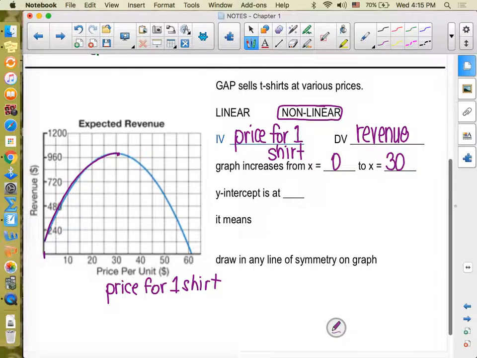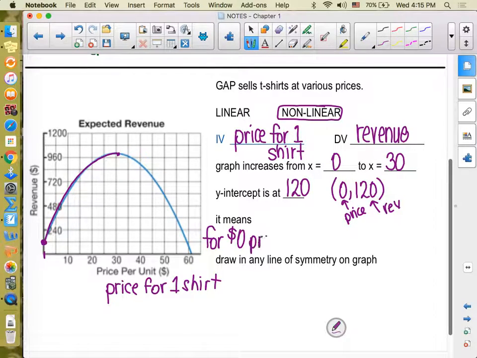The graph is increasing. The y-intercept for this graph is where it crosses the y-axis, which is right about there at 120. Halfway between 0 and 240. And what it means, I want to write it as an ordered pair then, that's at 0, 120. 0 is my price for the shirt, 120 is my revenue. So, for a $0 price of a shirt, revenue is $120. So they haven't even charged anybody, but they're still making money. Again, that could be because they gave shirts to a place and then they were given something back.